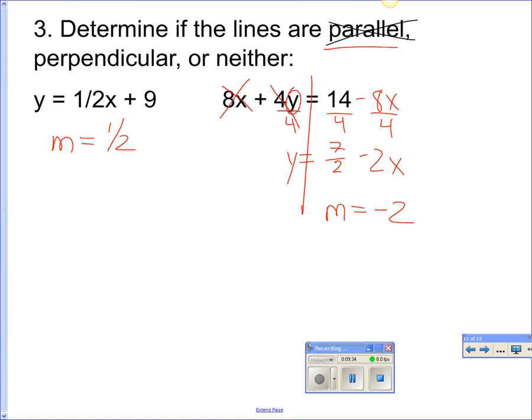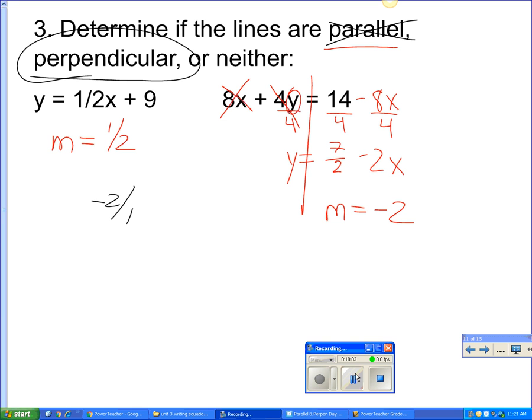Levi, how do we know if they're perpendicular? What do they have to be? Flipped and change the signs. So guys, just start with one of them. I just start with the first one. What happens when you flip 1/2? What does it become? And the positive becomes a negative. -2 divided by 1, is that -2? Yes. So these are perpendicular. Parallel are the same. Perpendicular are the flipped. Okay?